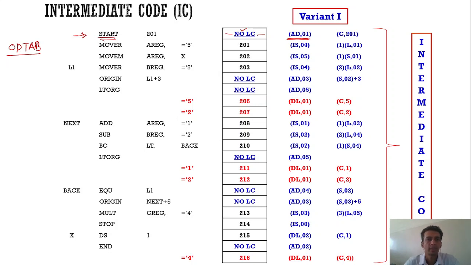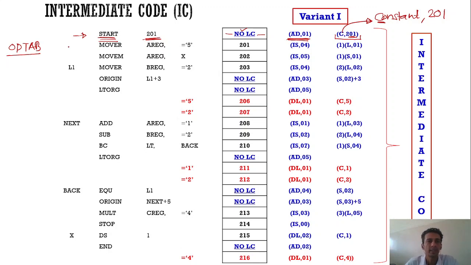Okay, now we understood how start was written as AD comma 01. Now the second part of the instruction is its operand, that is 201. So we tried to rewrite it into some other form as C comma 201. So C denotes it's a constant, comma, its value, that is 201. So C denotes the constant, comma followed by the value of the constant, that is 201.